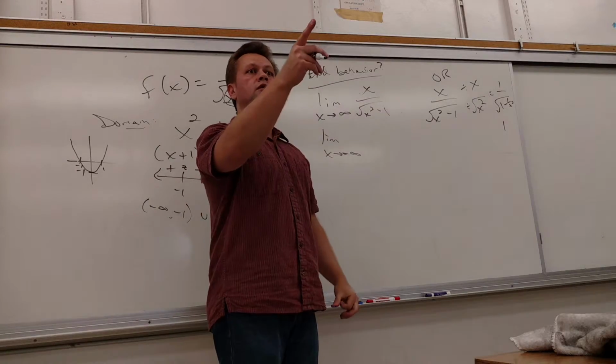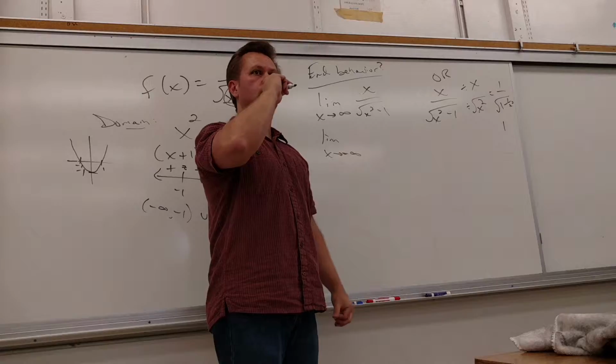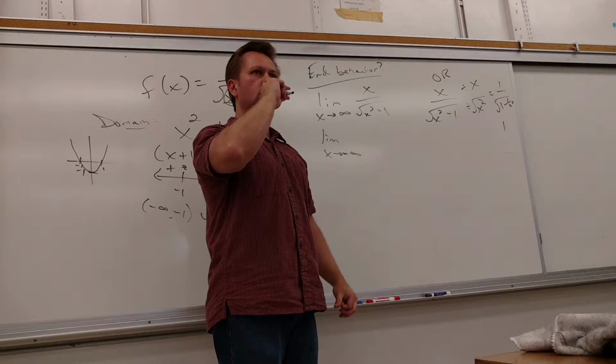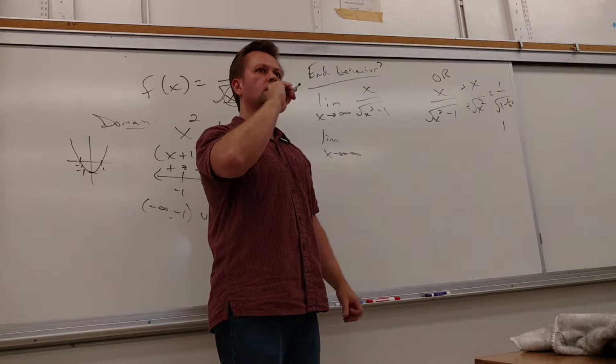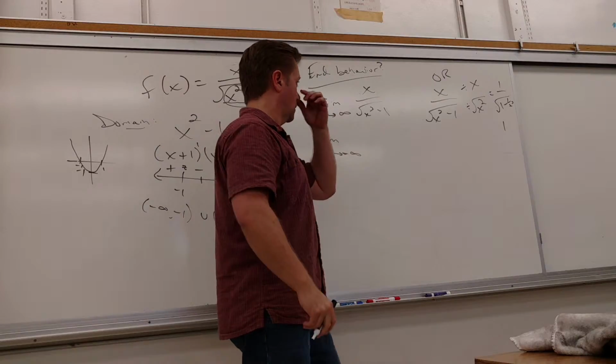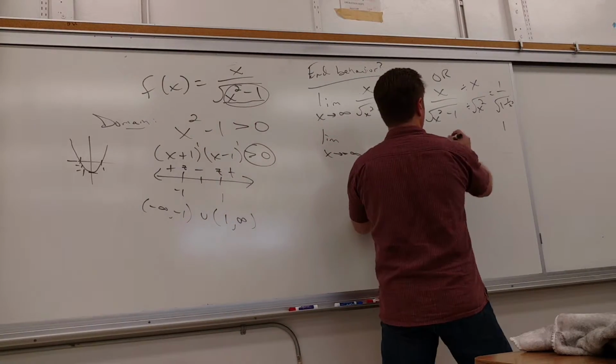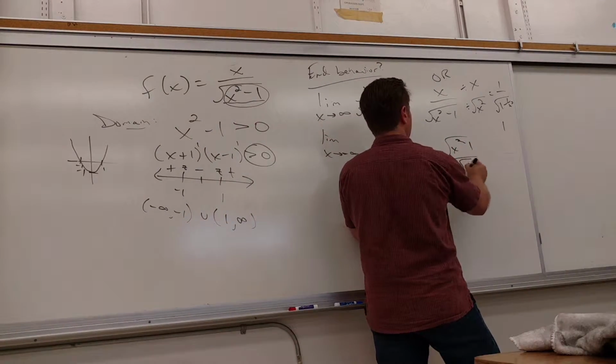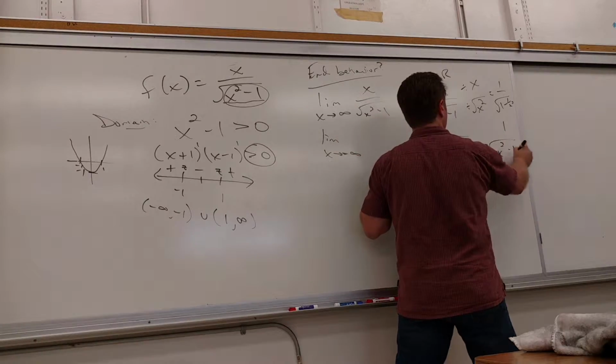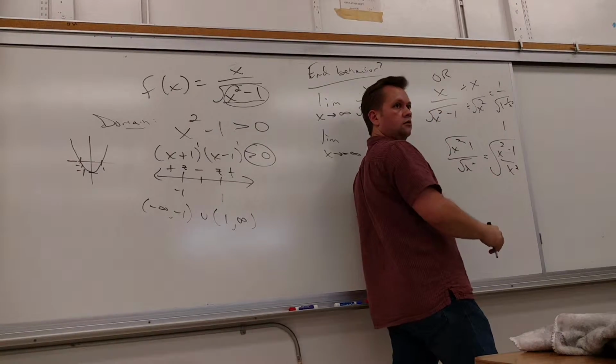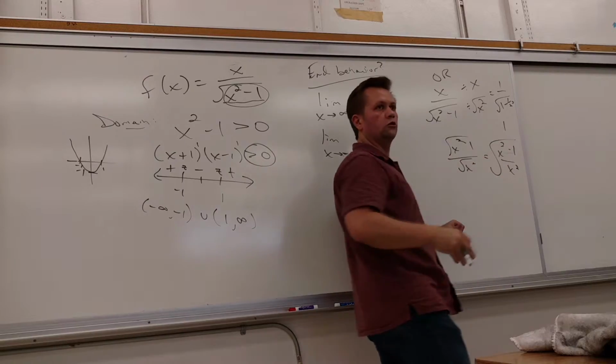Maybe. Yes? I don't understand, when you do the square root of x squared and then divide, why doesn't it get rid of the other square root? Oh, so square root of x squared minus 1 over square root of x squared, you just bring it inside. Yeah, you can't cancel the square roots.